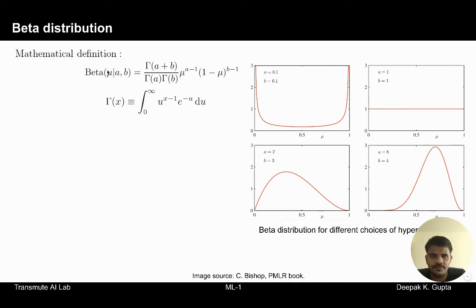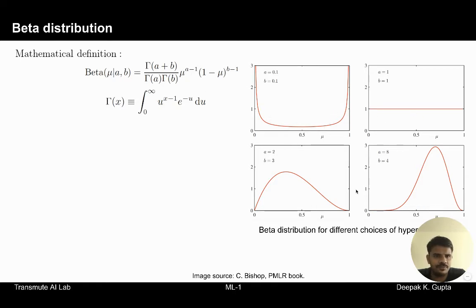So looking into the mathematical definition of beta distribution, this is how we denote it: beta of mu given a and b. So a and b are two hyperparameters that define the form of the beta distribution, and it is given as gamma(a plus b) by gamma(a) gamma(b), mu raised to a minus 1, 1 minus mu raised to b minus 1. Like I said, a and b are two hyperparameters, and the gamma function is mathematically represented using this integral form.